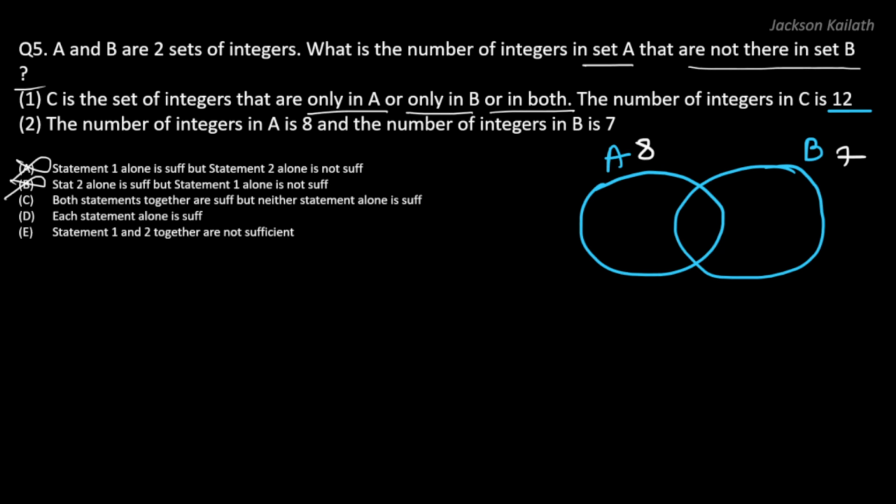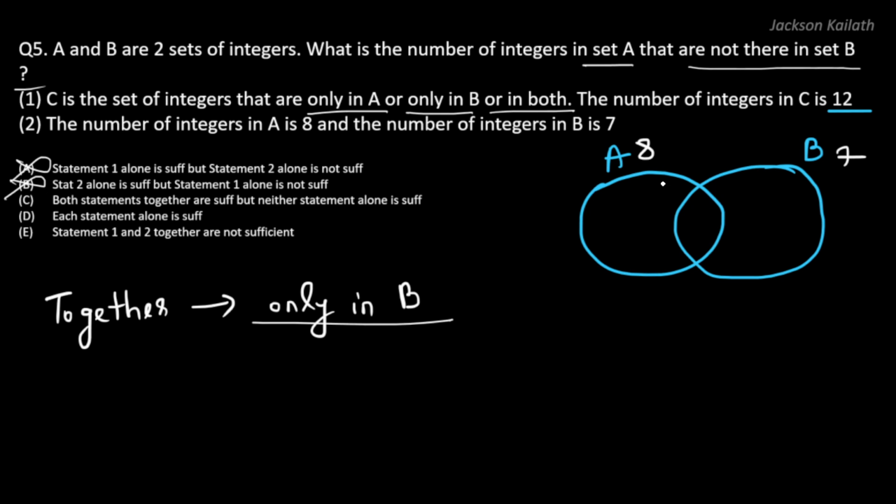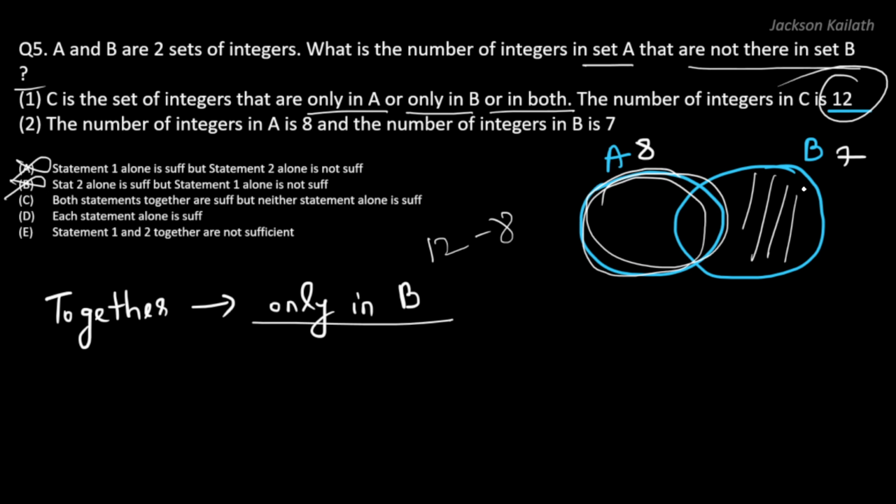Now let's try to solve this question taking both the statements together. If we take the statements together, can we find the number of integers which are there only in B? We know that the number of integers in A or B, which is the union, is 12, and we know that the number of integers in A is this much, right? We know that there are 8 integers over here. So therefore, if we subtract 8 from 12, we can find the integers which are there only in B, which is this shaded area, right? So that would be 12 minus 8, which is equal to 4.